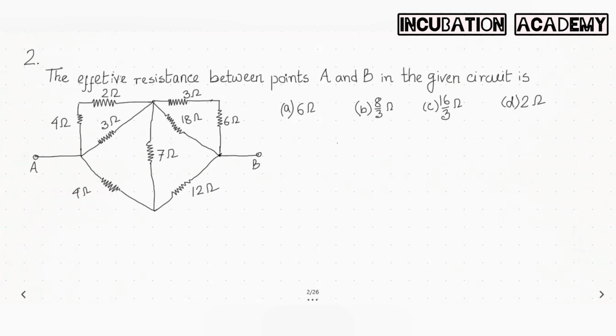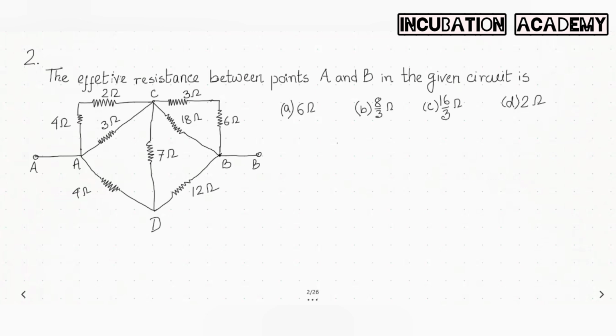So this is the point A, so let us name it. If this is the point A, this is also the point A, because there is no resistance in between. If this is the point B, then this will also be the point B, since there is no resistance in between. So let us name the other points. Let us say this is the point C, and this is the point D.